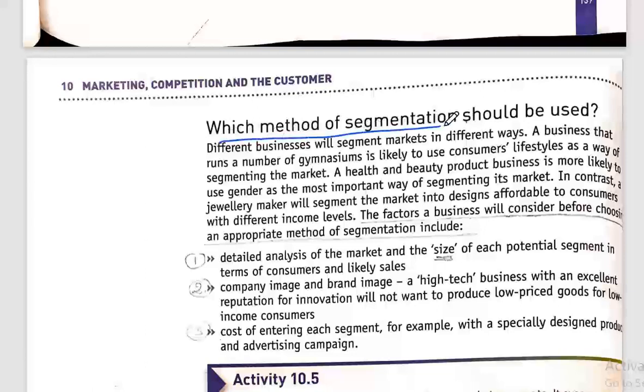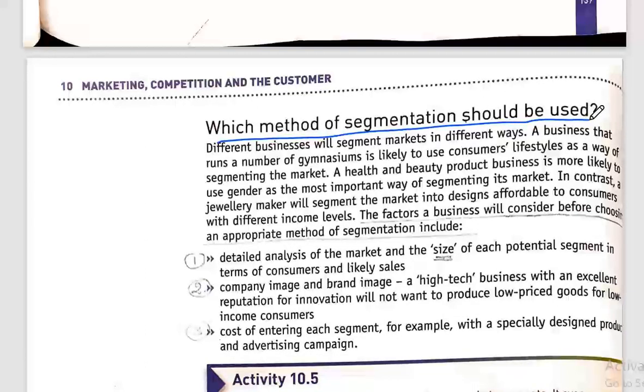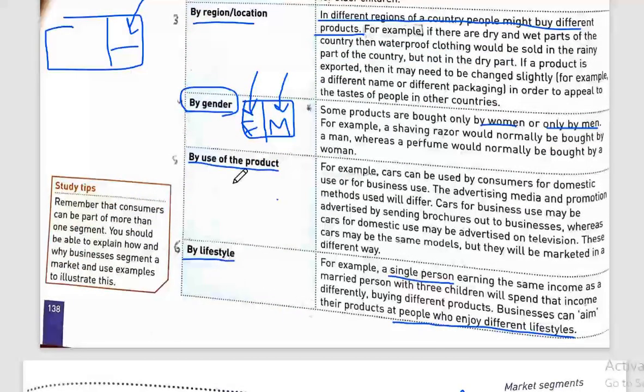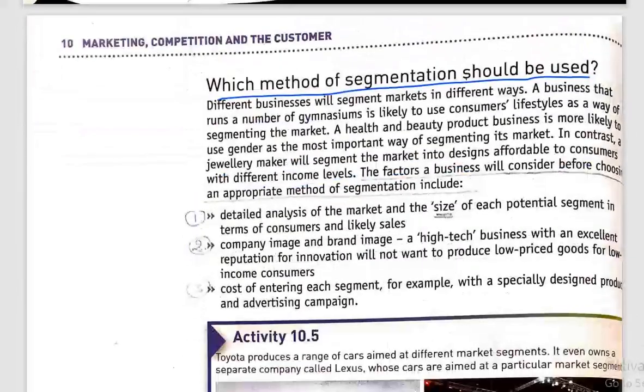Which method of segmentation should be used? All right, so I know how I'm going to segment them and based on what, but which method of segmentation should be used? Different businesses will segment the market in different ways. A business that runs a number of gymnasiums is likely to use consumers' lifestyle as a way of segmenting the market. So let's say I ask myself as a business, okay, I have the market. Shall I segment them based on age or gender? Or am I going to segment them based on their lifestyle or how they use the product? Which way shall I use? Here we have the answer.